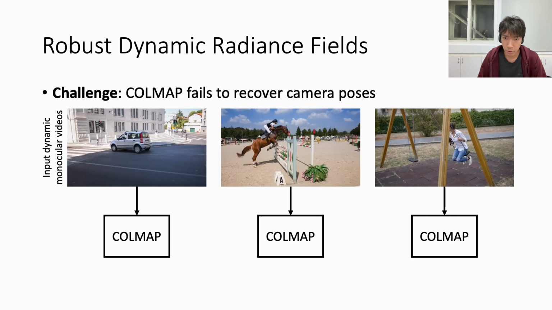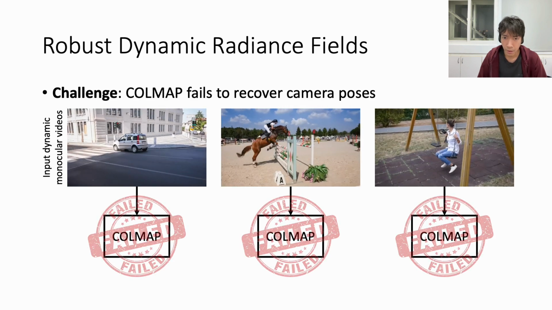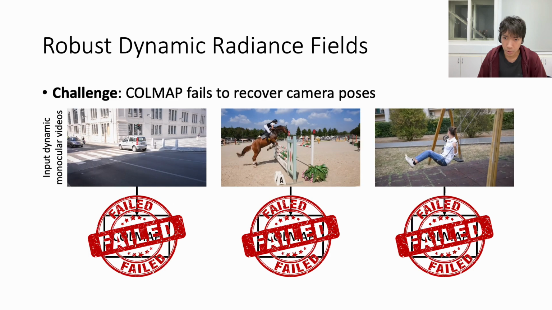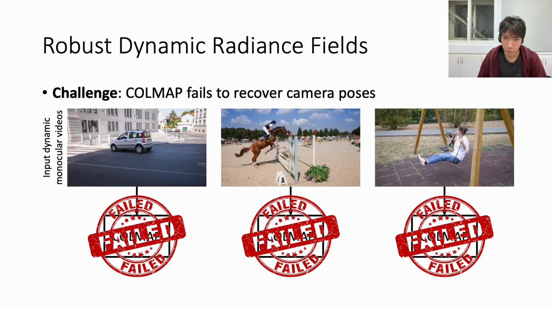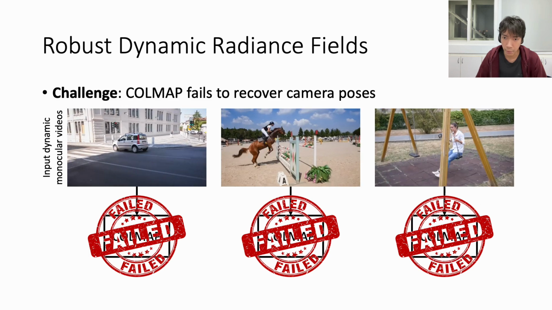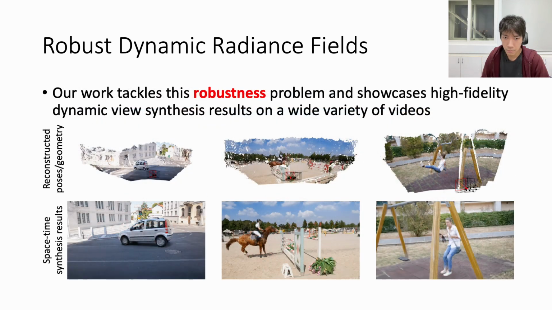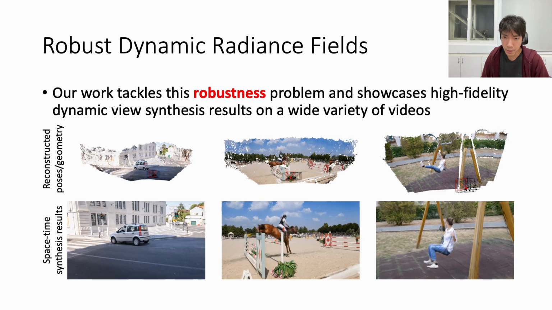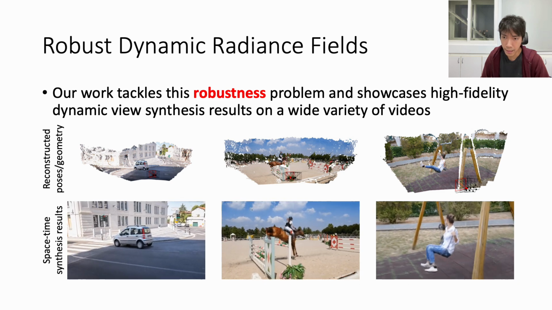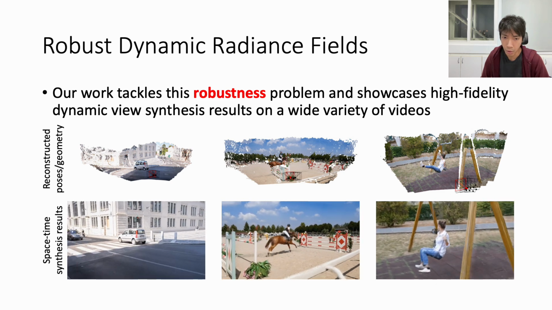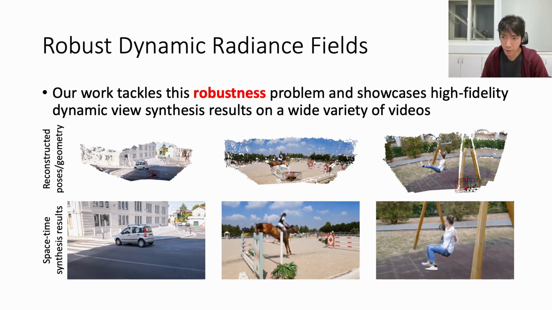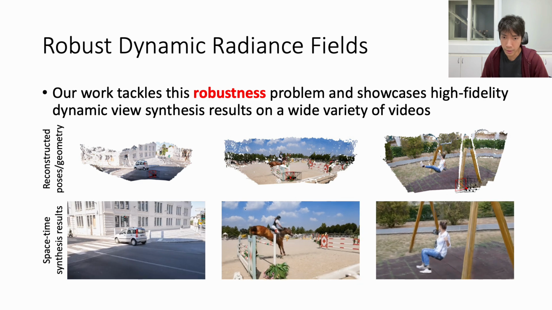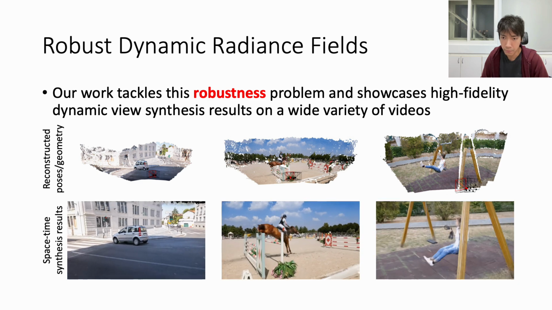Conventional structure from motion systems such as COLMAP fail to recover camera poses on challenging videos with highly dynamic objects, poorly textured surfaces, and rotating camera motion. We address this robustness issue by jointly estimating the static and dynamic radiance fields along with the camera poses and focal lengths. We demonstrate the robustness of our approach via extensive qualitative and quantitative experiments.